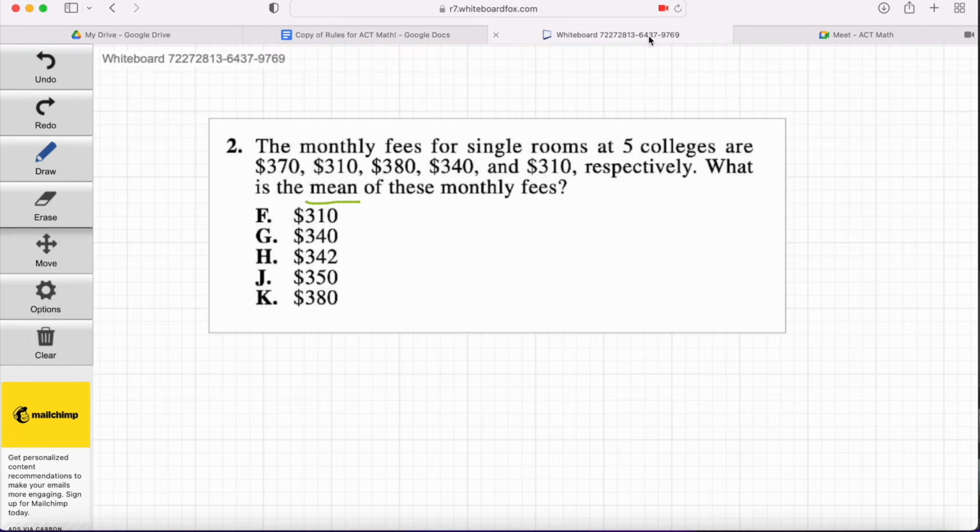So really, you could reread this question as, what is the average of these monthly fees? Does that make some sense? Okay. Yes, it does. So there's other types of averages. There's the median, which would be like if you arrange it from the lowest to highest, that would be the middle number, just like the median is the middle of a road, right?